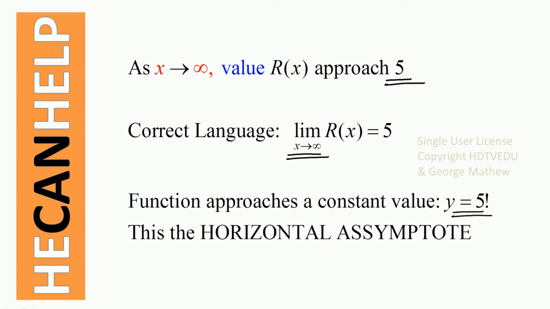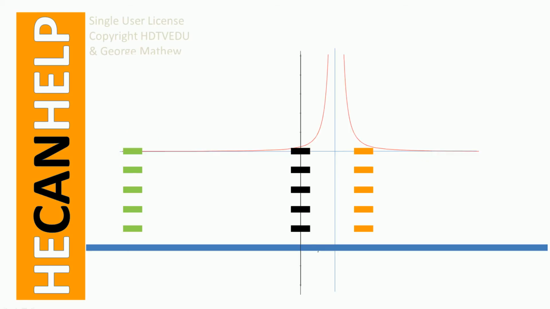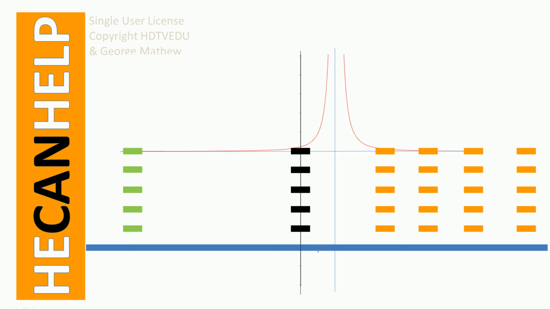The function approaches a constant value 5 when x approaches positive infinity. So this is the horizontal asymptote, y is equal to 5. Here the value of the function is more than 5, but as you go towards positive infinity, you see it is getting closer to 5. So y is equal to 5 is what we call the horizontal asymptote.